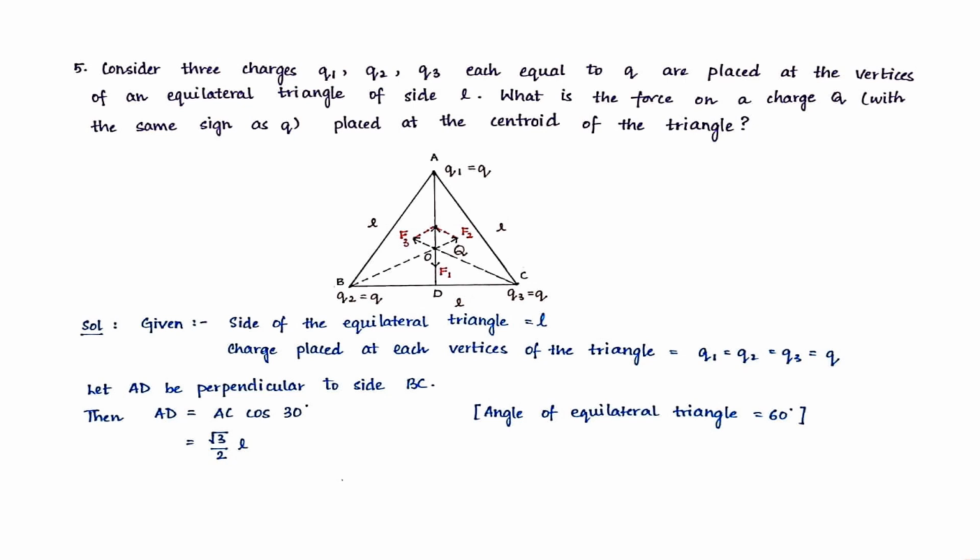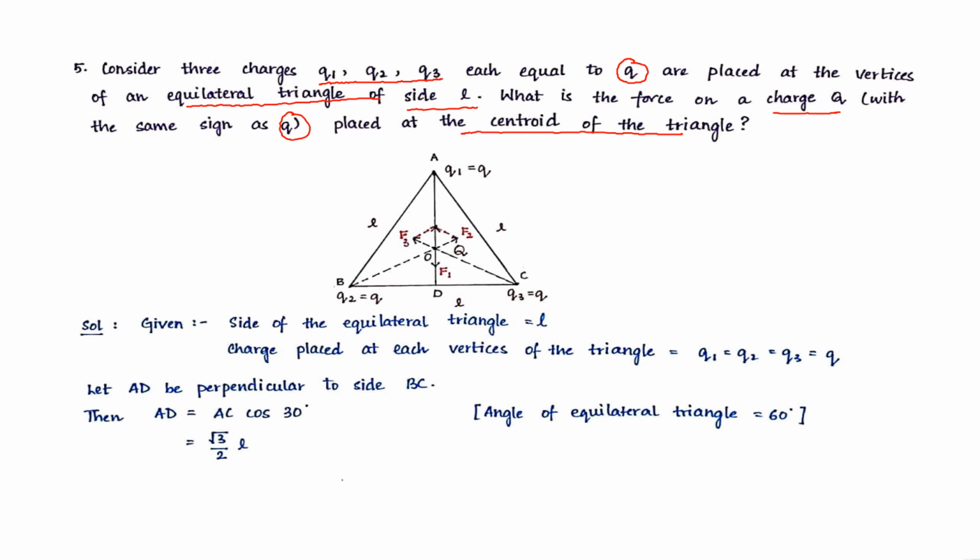Hello students, today we will do one question. The question states, consider three charges Q1, Q2 and Q3 each equal to Q placed at the vertices of an equilateral triangle of side L. What is the force on the charge Q with the same sign as small q placed at the centroid of the triangle?